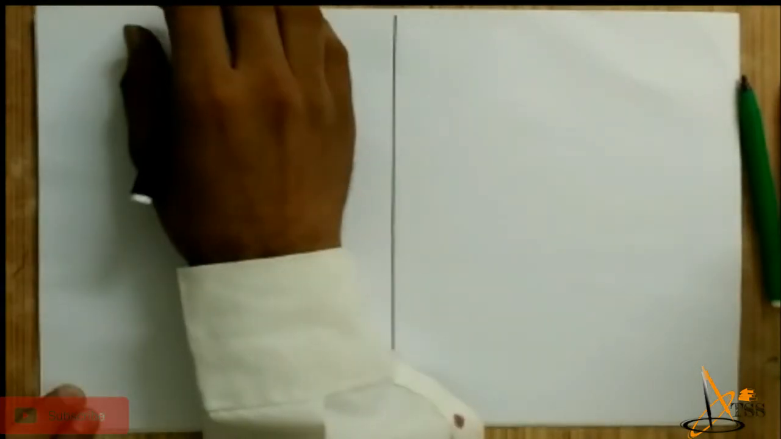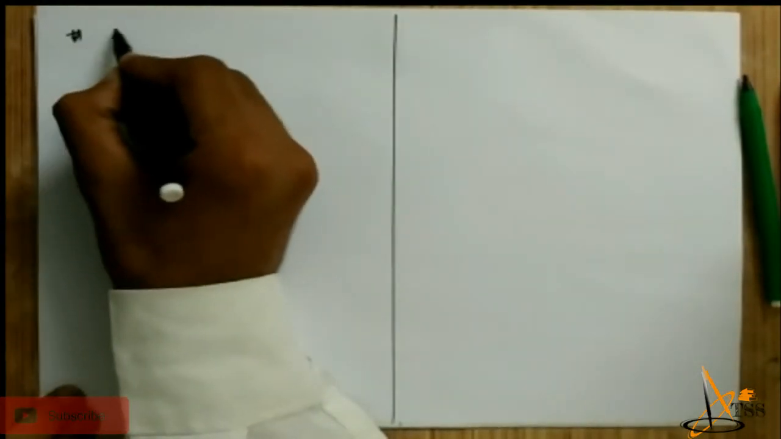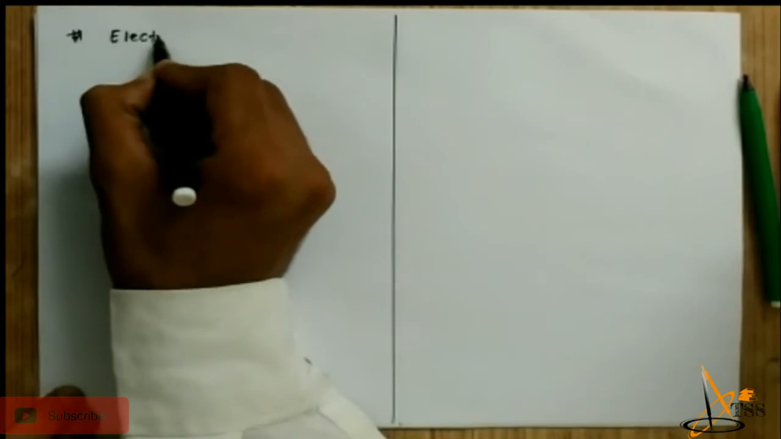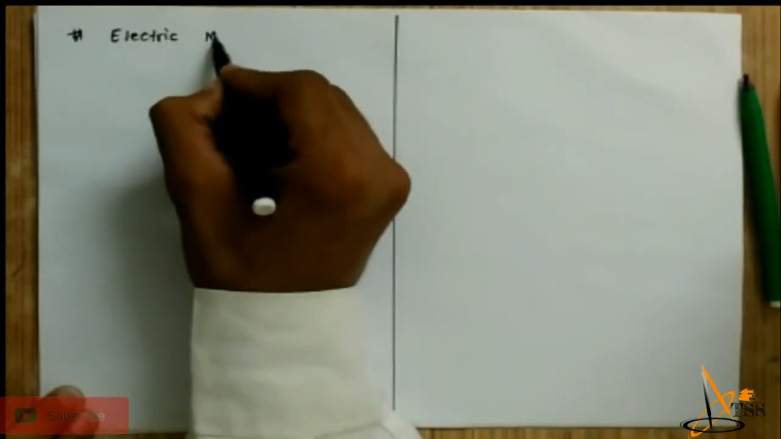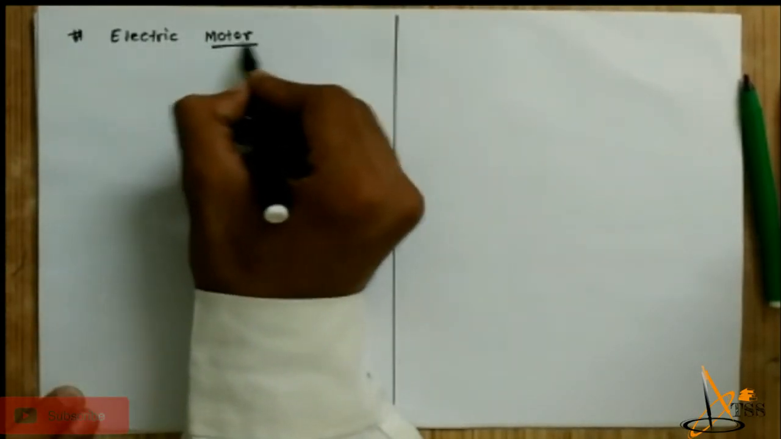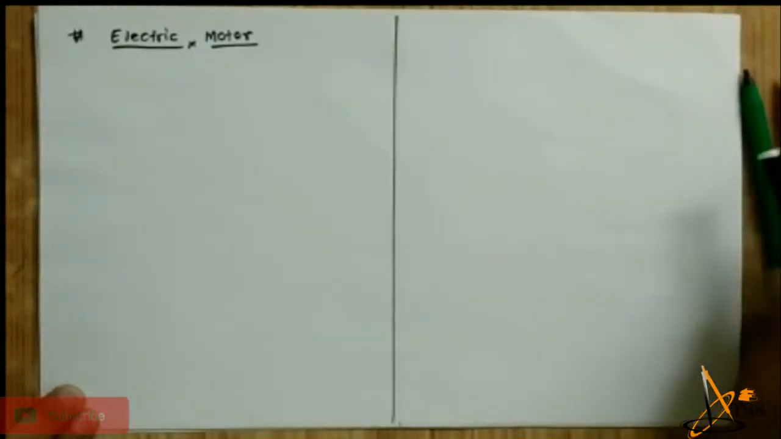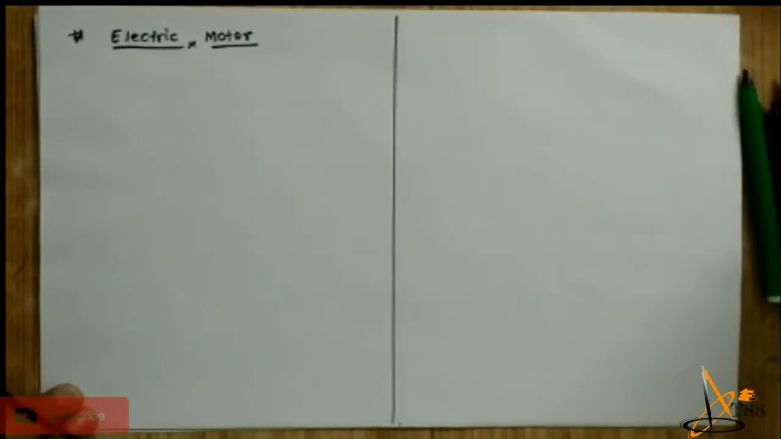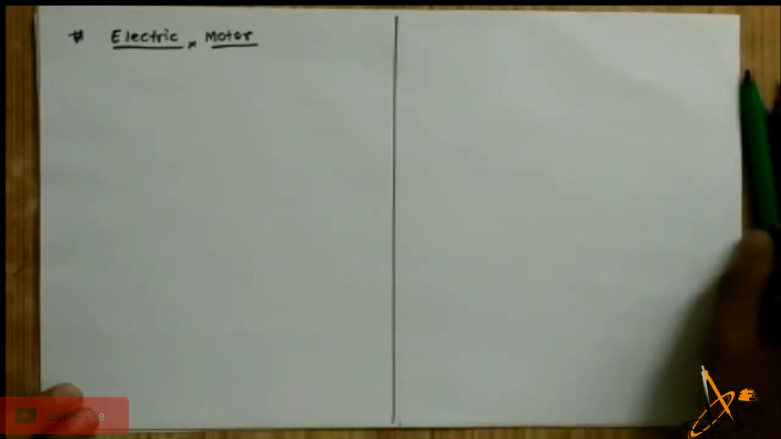Now let's move on to the topic of application of this principle or this theory: the electric motor. The electric motor is a thing that we broadly use in our day-to-day life. Electric motors are used in the refrigerator, fan, mixer, washing machine, computer, and MP3 player.